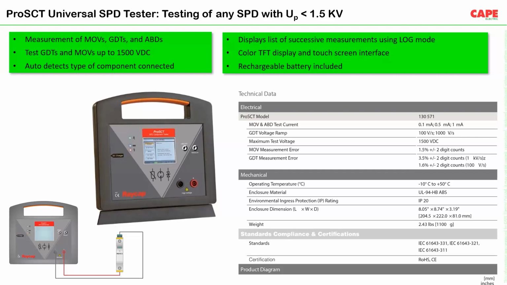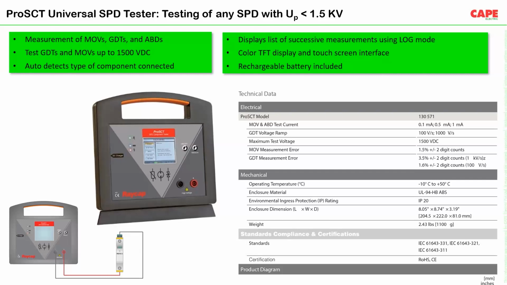So we can use this kind of tester. It's a universal SPD tester. It can test all kinds of components. Once you connect an SPD across this tester, it is going to tell you what kind of component is inside the SPD, whether it's a GDT, whether it's a MOV, or whether it's a silicon avalanche diode.